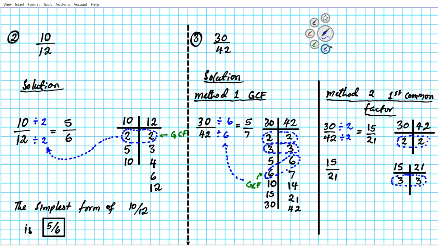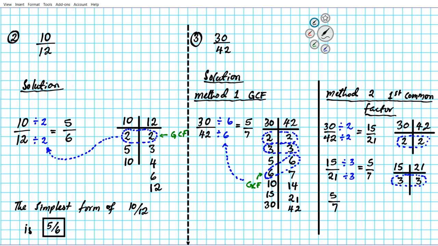Now we're going to divide the partial reduction, since it's not completely reduced, by 3. Divide by 3, top and bottom, since that was the next factor that we found. 15 divided by 3 is 5, and 21 divided by 3 is 7. Are we done? Well, we don't know. We didn't exhaust all the factors.